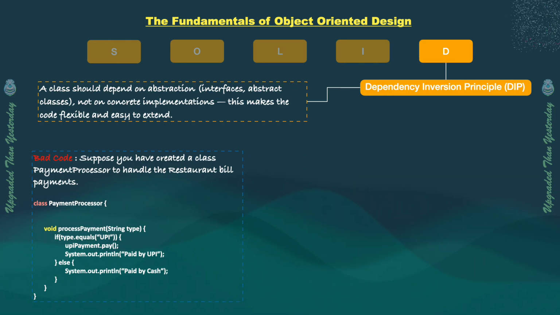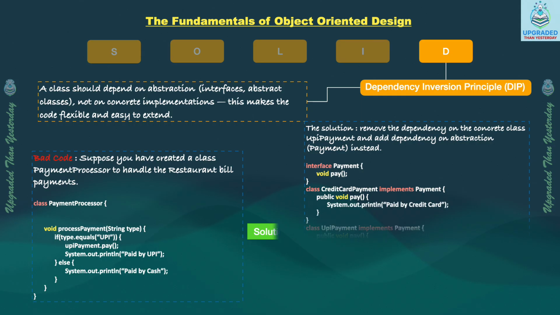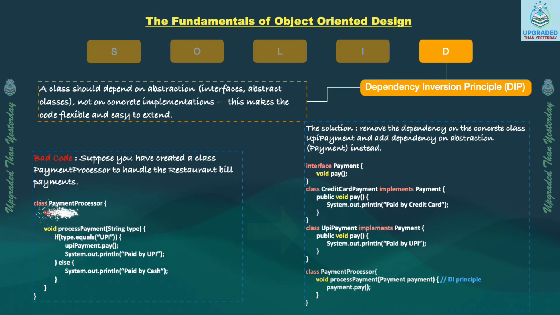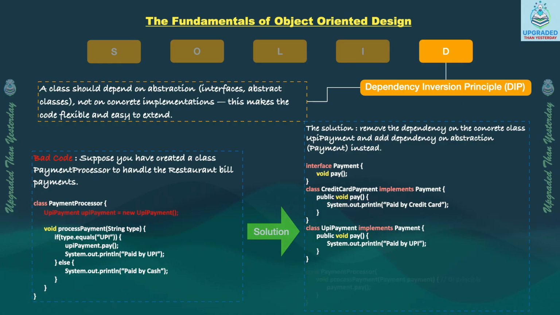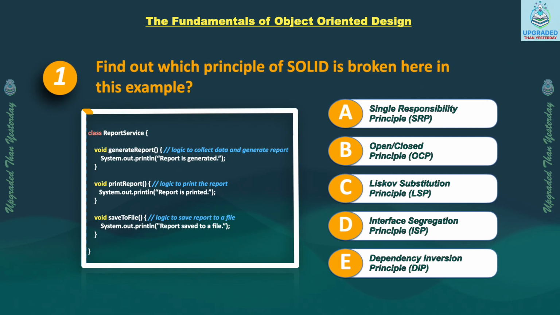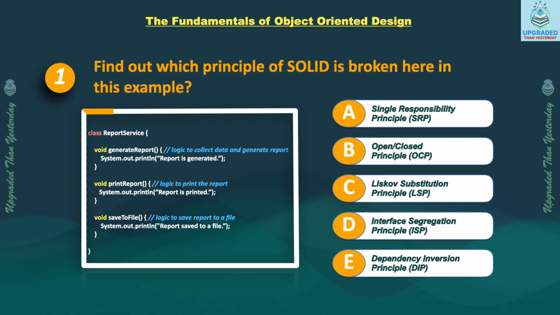To solve it, see the right side code block that is blinking. We have removed the dependency on the concrete class UPI payment and also the if-else conditions, and added dependency on abstraction, that is the payment interface. Hope you are clear with the dependency inversion principle, and with this principle, it is the end of the SOLID principles.